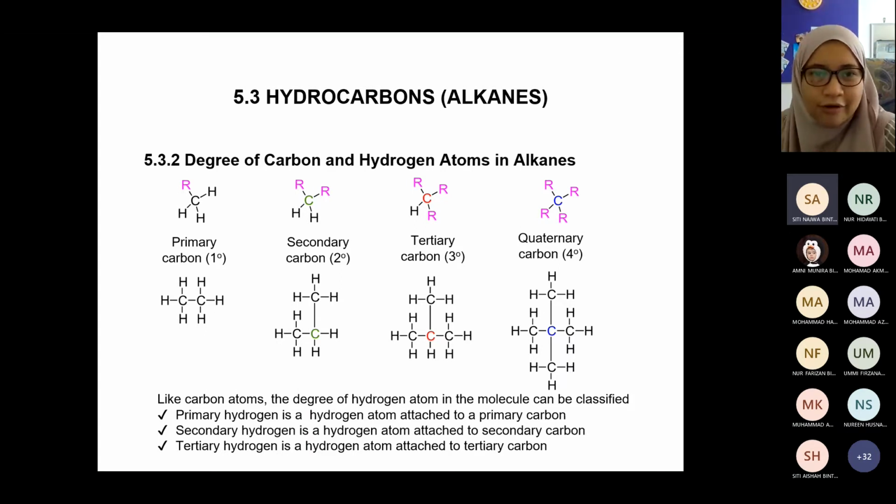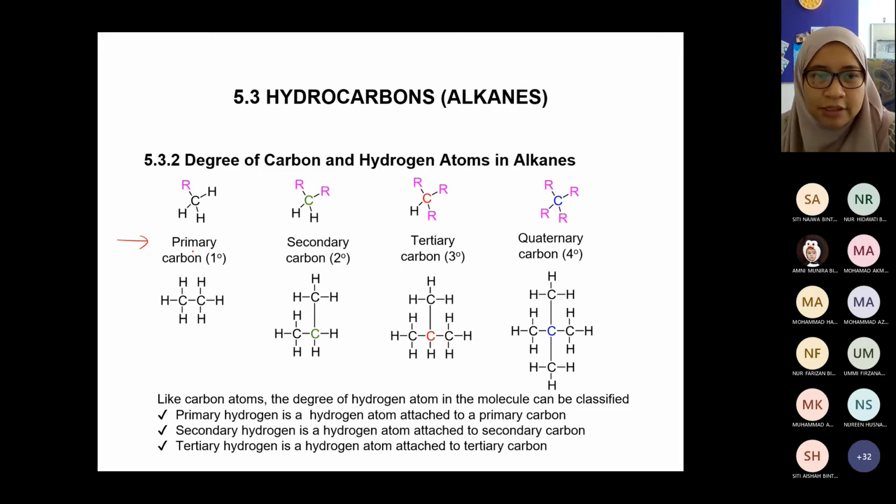Okay, degree of carbon and hydrogen atom in alkanes. Each carbon can be classified into primary, secondary, tertiary or quaternary carbon. So how do we identify whether it's primary, secondary, tertiary or quaternary? Let's look at primary carbon. Kalau you faham primary carbon, that means you would understand secondary, tertiary and quaternary.